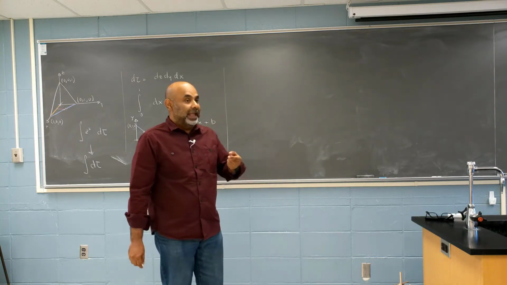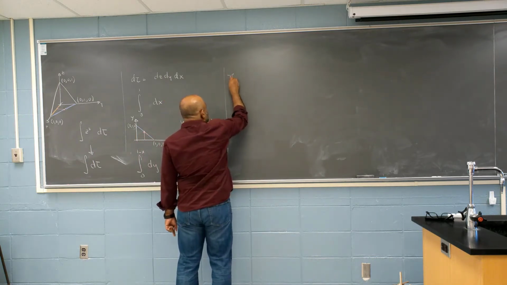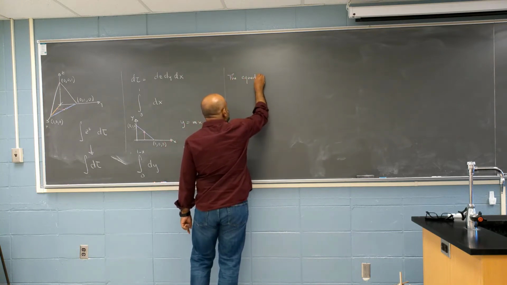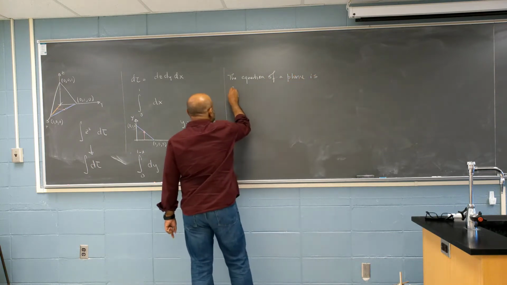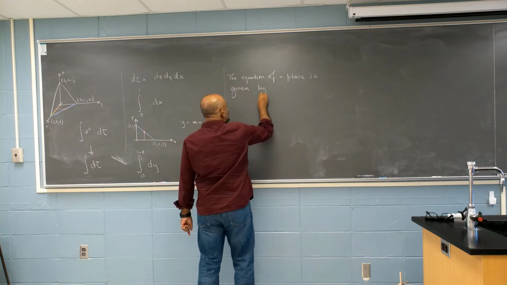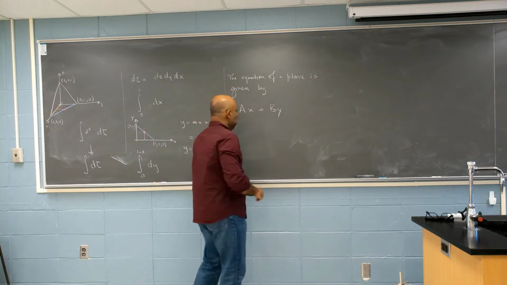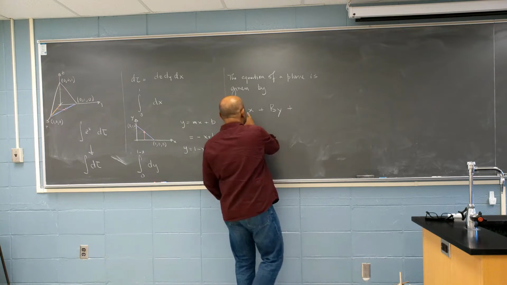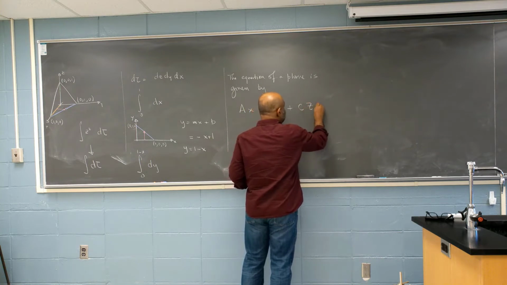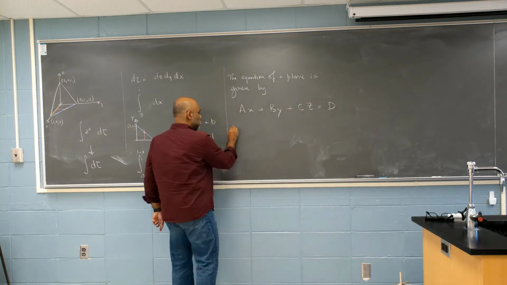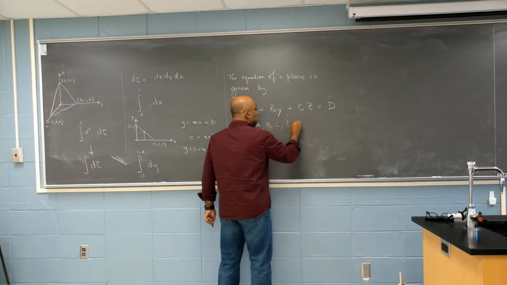So the point is, for a complicated plane in general, the equation of a plane is given by some constant a times x plus b times y plus c times z equals d, where a, b, c, and d are constants. Where a, b, c, and d are what?